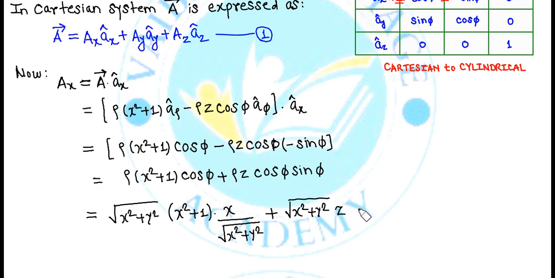Now put the value of that cos phi. So we have the cos phi is equal to x upon square root of x square plus y square, and this sine phi. So sine phi we have from the previous slide, that value is equal to y upon square root of x square plus y square. Now if you see this one, this square root of x square plus y square and this square root of x square plus y square will get cancelled out. Here in this case, this and this will get cancelled out.